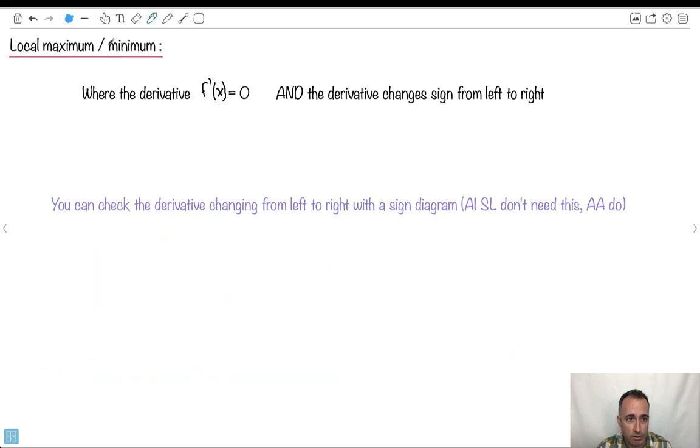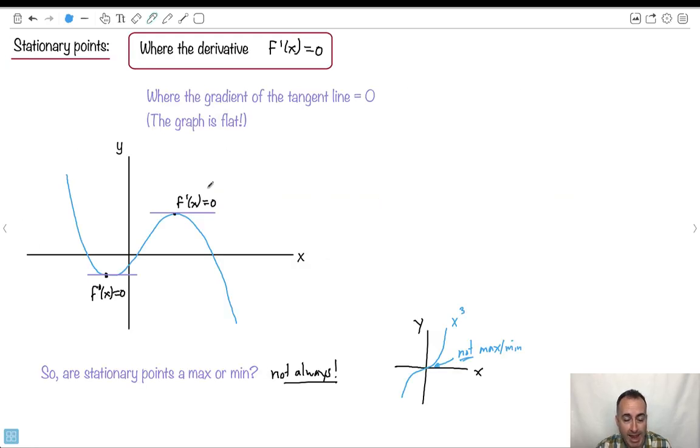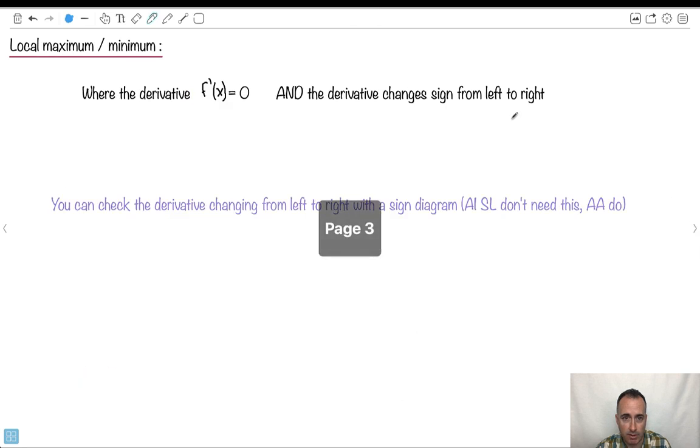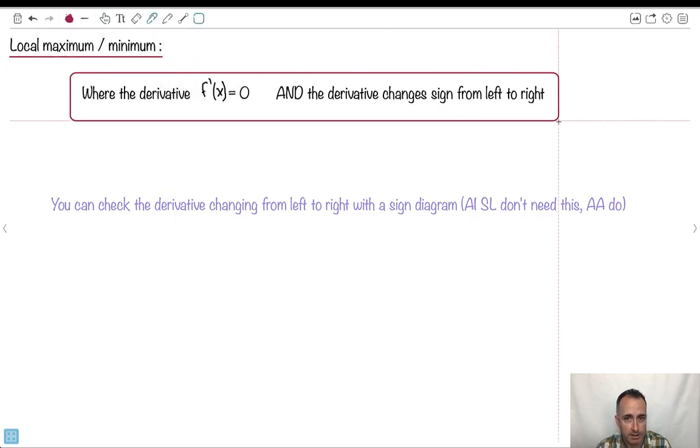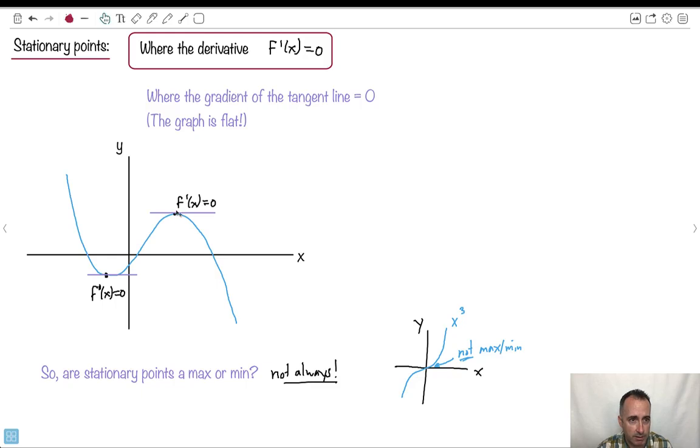A local max or a local min is where the derivative is 0, just like we said here. And, this is going to be the important part, the derivative changes sign from left to right. Let me explain what that means. If you look at this example right here, this is a place where the derivative is 0. That's true. But also, if you look to the left of this point, the derivative is positive. Can you see things are going upwards like this? And over here, things are going downwards. So if it goes from going up to going down, then it must be a max.